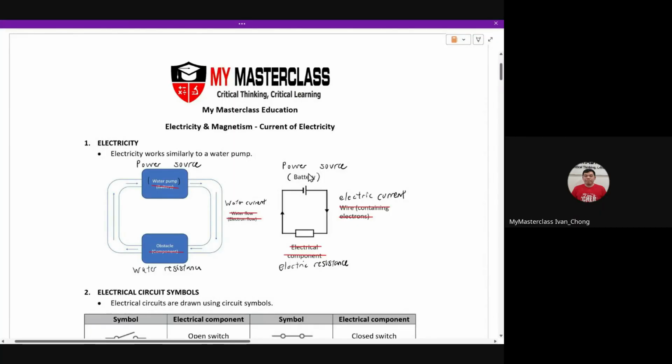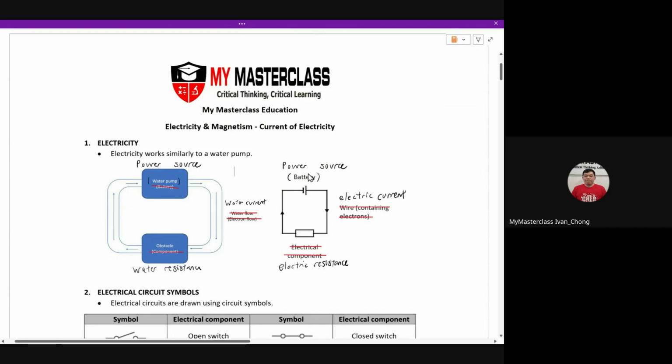Okay, so for this chapter itself, we're going to learn about current of electricity. More specifically, we're going to learn about what electricity itself is, how we calculate its individual components, how we figure out which direction it moves, and so on and so forth.